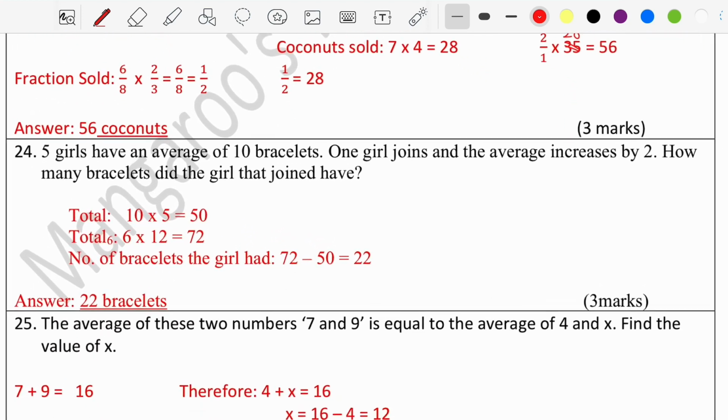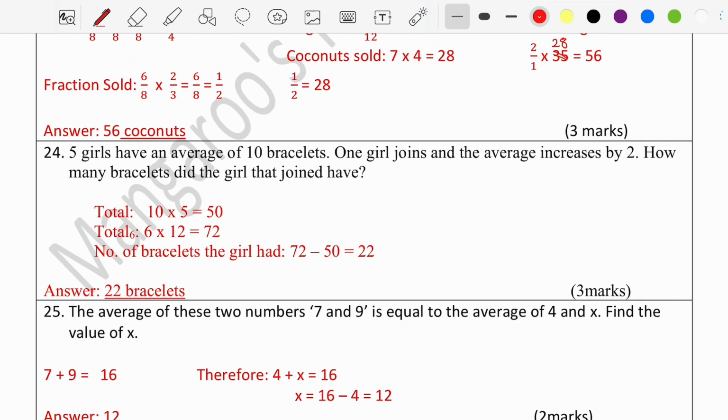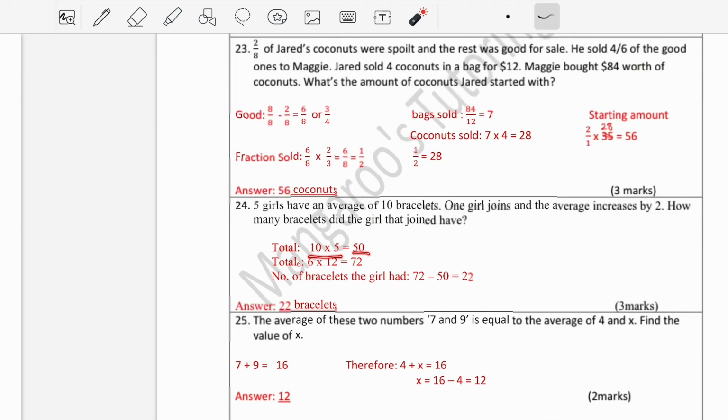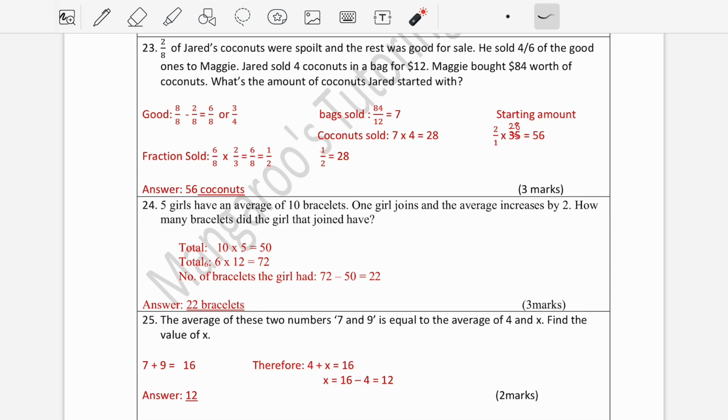Alright, so let's look at number 28. Average. 5 girls have an average of 10. Right, so we can find the total for the 5 girls. 10 times 5 is 50. And 1 girl joined, so that is one more number, the average increased by 2.